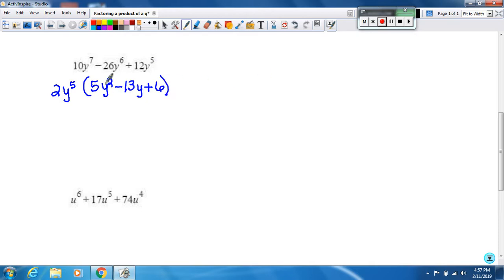So you come over here, you multiply the first and the last term together. So 5 times 6 equals 30. I want the factors of 30 that when I add them, because it's a plus we're adding, add to get 13. So 30 divided by 1 is 30. That won't work. 30 divided by 2 is 15. Nope. 30 divided by 3 is 10. That actually adds up to 13. So it's the same combination we used last time.